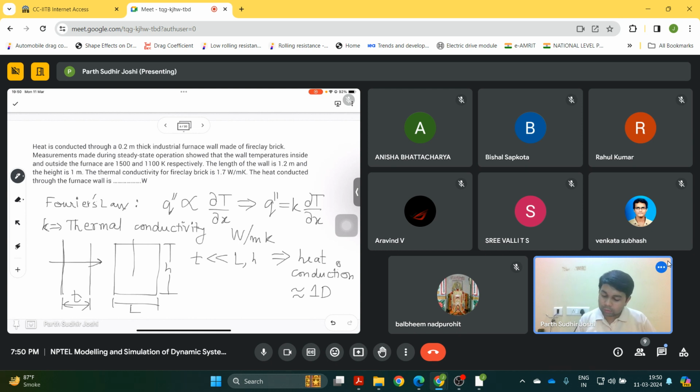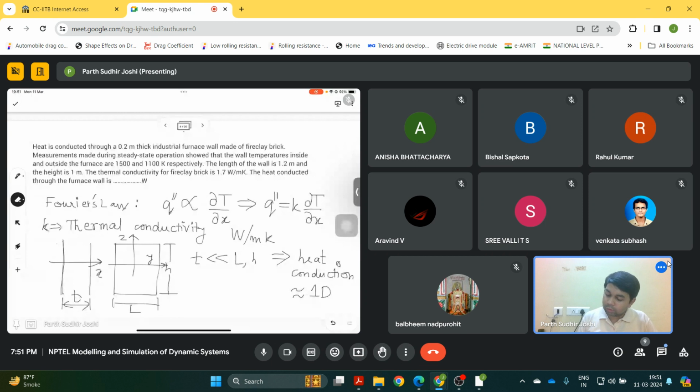Let us say this is our x direction, and this is our y and z direction. Then the temperature variation along the y and z direction is negligible. So the wall surfaces are, you can say, isothermal. Then there will be no heat flux along the surface, just heat conduction along the x direction. So then we can apply Fourier's law.